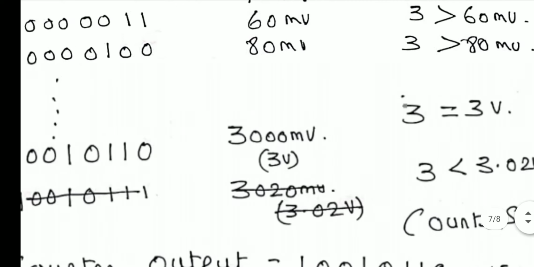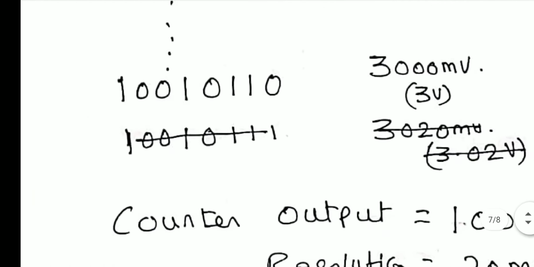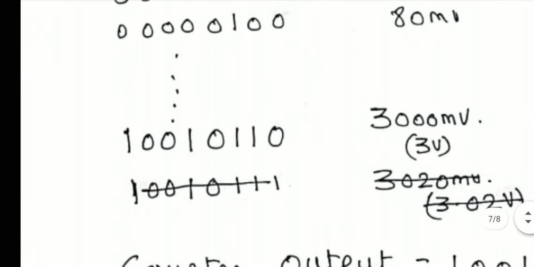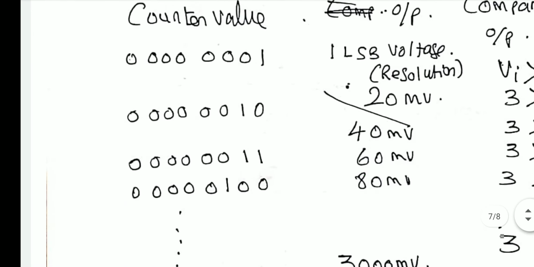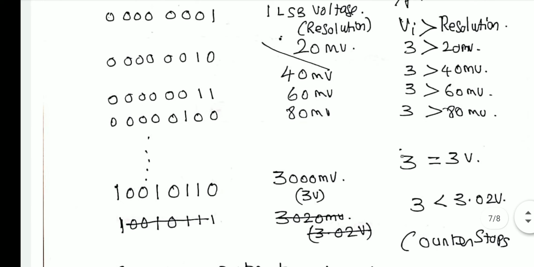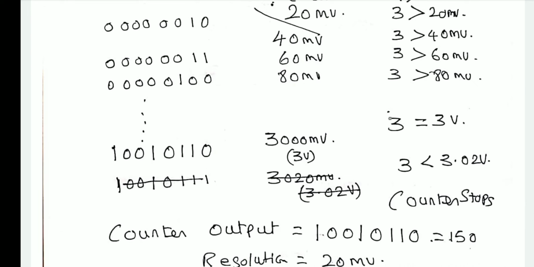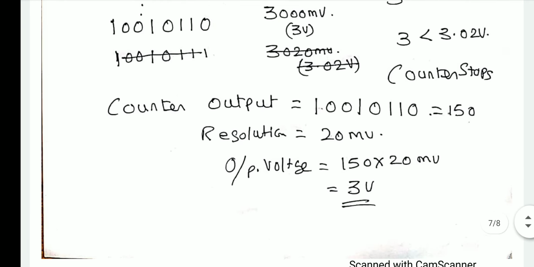The comparator compares the unknown voltage 3 volt with this DAC output 3 volt, and stops counting. Now the output 1001 0110 is the digital output of the 3 volt, in 8-bit value. Similarly, as the number of bits increases and the resolution of the DAC decreases, the accuracy of the digital voltmeter will increase. Okay, so that is the idea.